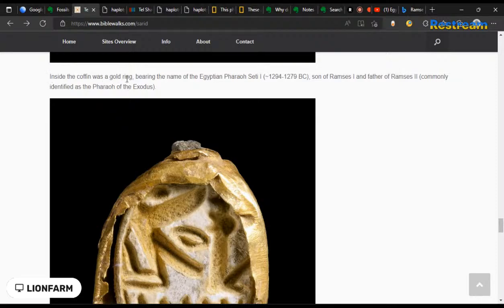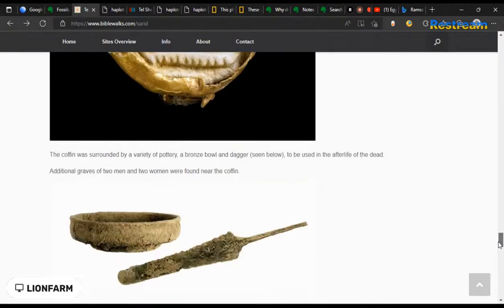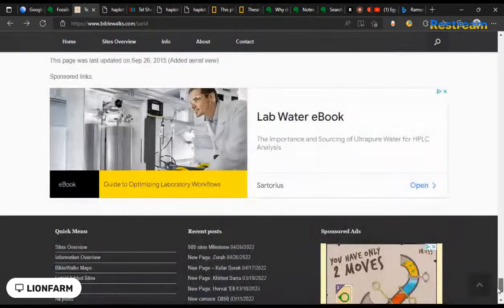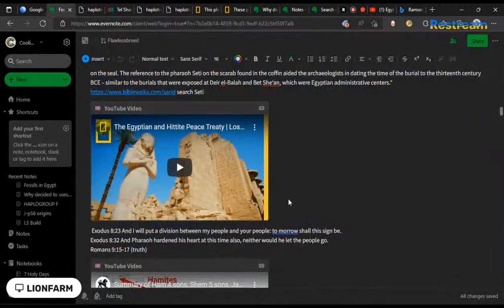Inside the coffin was a gold ring bearing the name of the Egyptian pharaoh Seti I, son of Ramses I and father of Ramses II. You can see the ring, right? Someone who knows how to read that will know what's going on there. So you can see what's going on there, right? All right, so let's keep on keeping on.